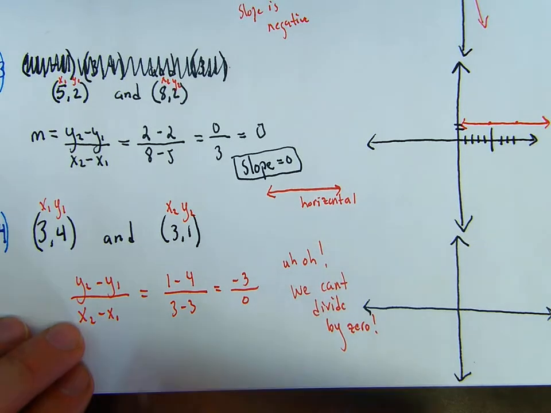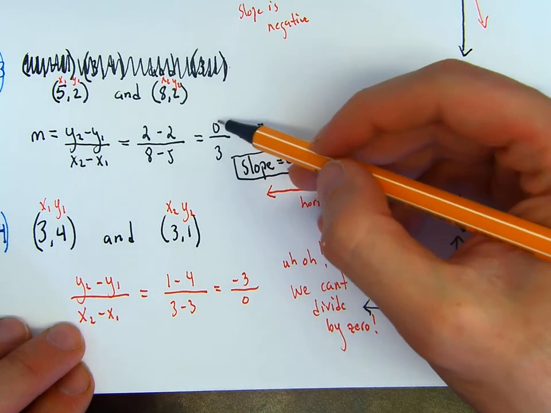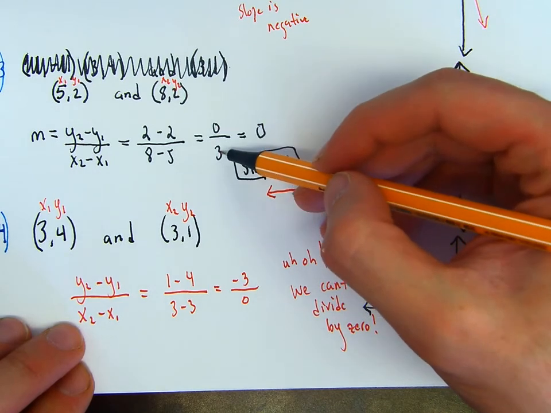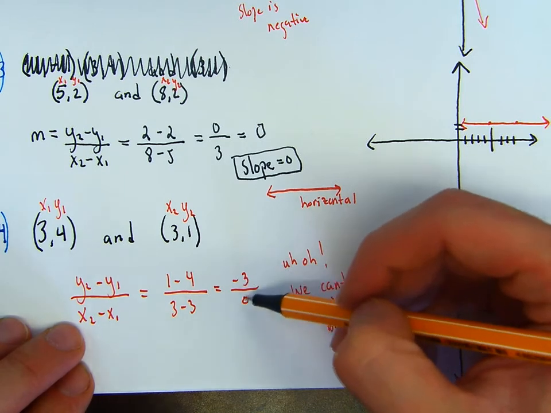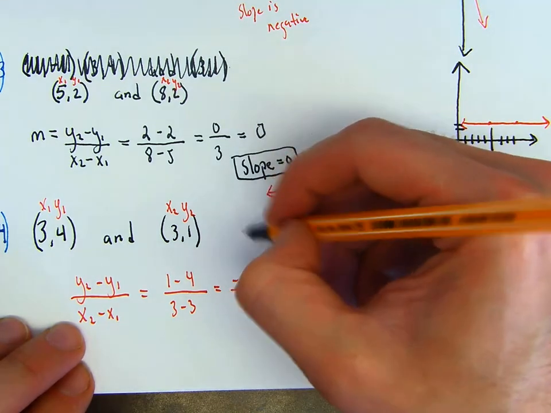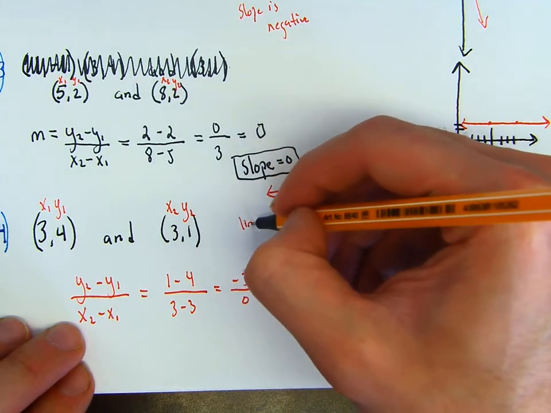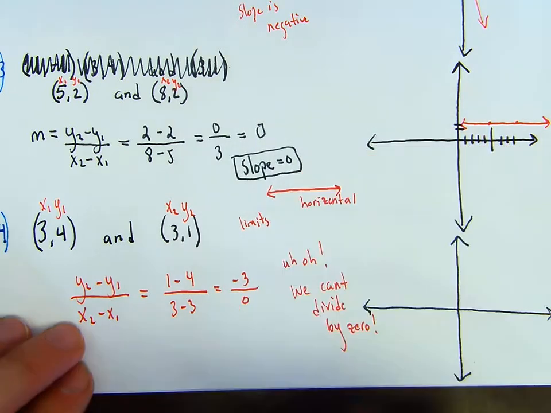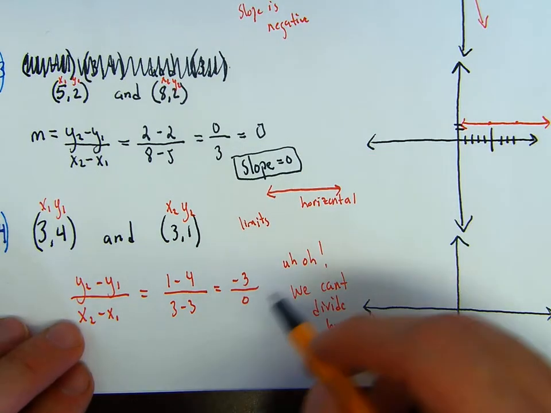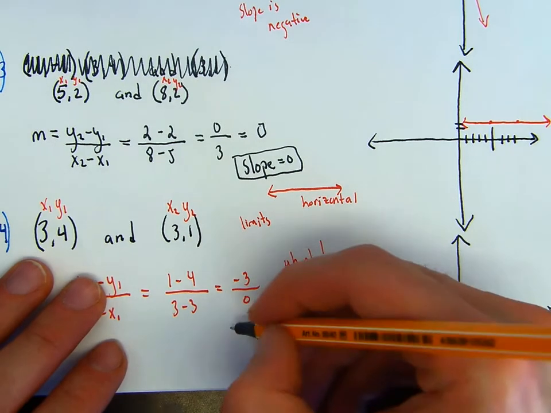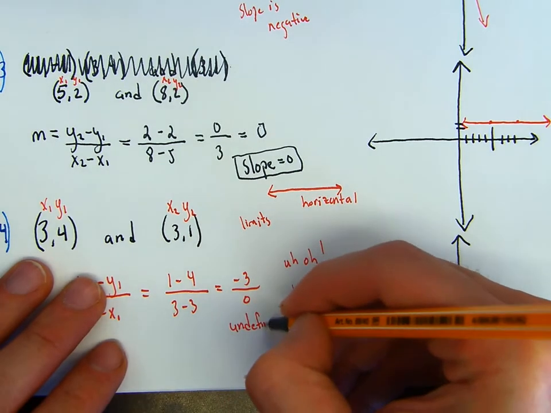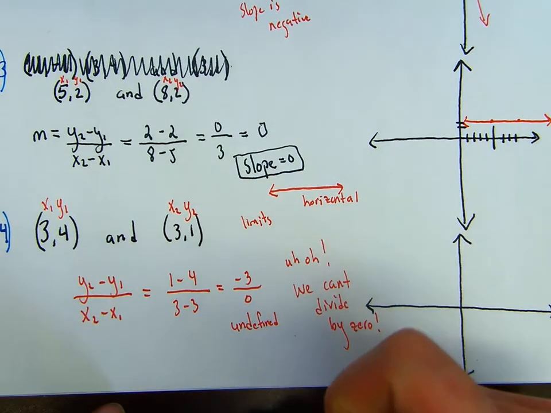So careful. If I take 0 and divide it by any number, we have 0. But you're not allowed to take a number and divide it by 0. Later in the course, when we talk about limits, I could give a nice explanation of why. But for now, let's just agree that we can't divide by 0. So this will be undefined. So here we have a slope that is undefined.